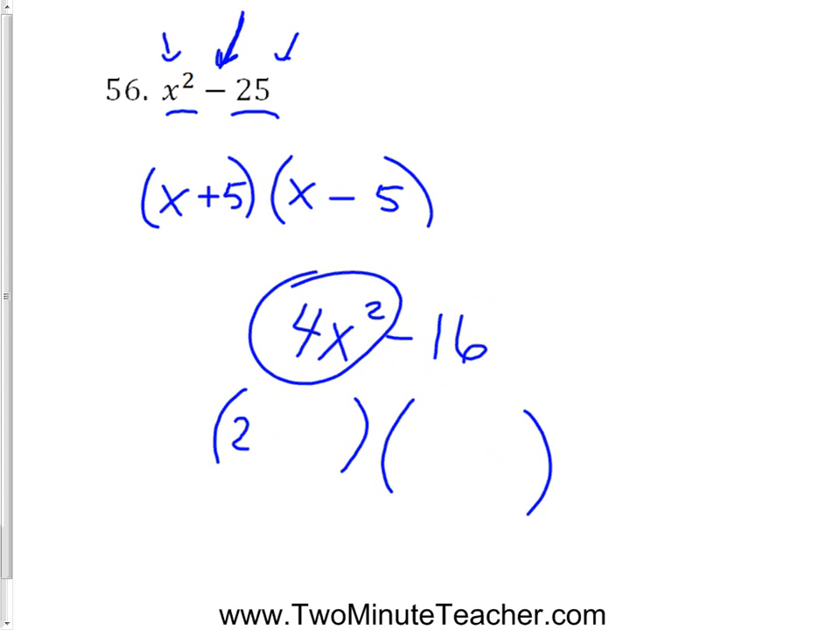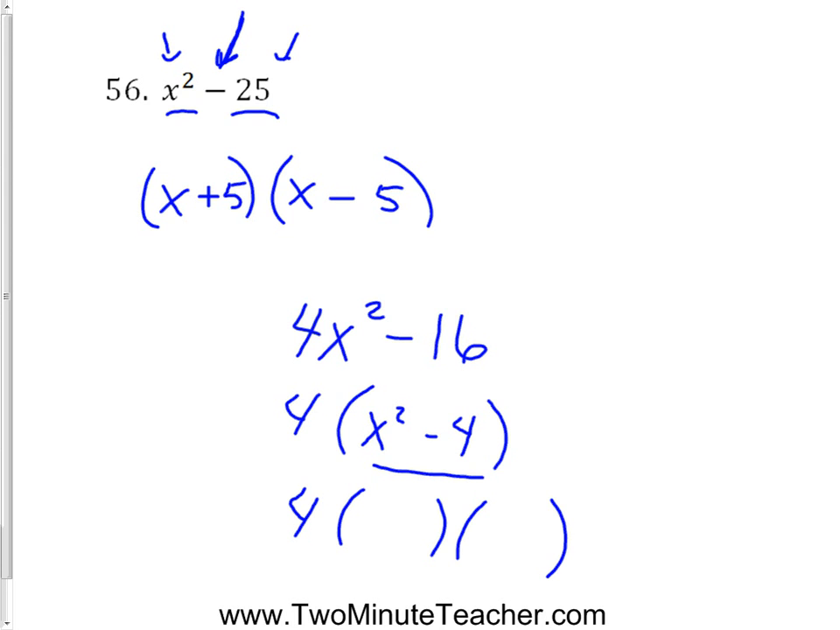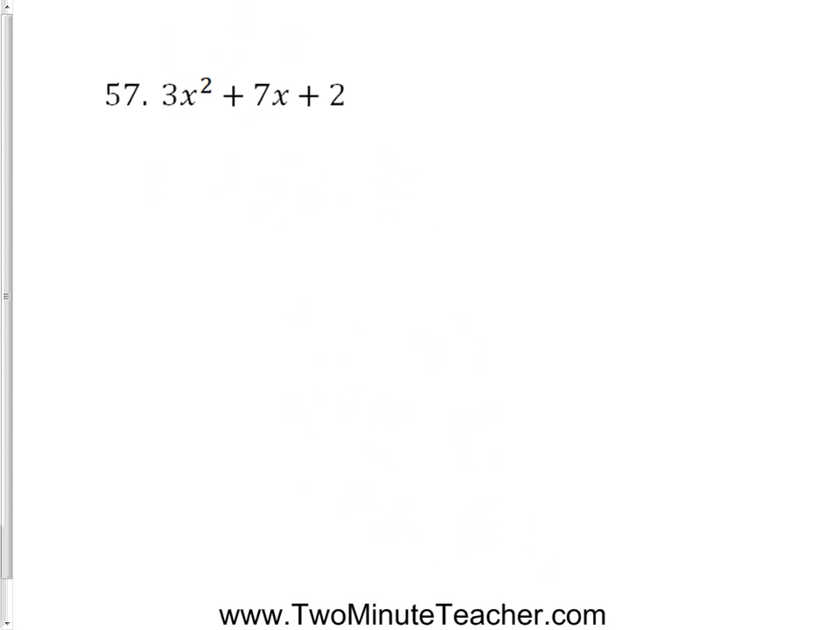Okay, so I'm going to back up a little bit and follow my own rule, which is to look for a GCF. What goes into both of those? 4 does. 4 goes into it, and what do I have left? X squared minus 4. And then that's a difference of squares. And I can go 4 and then break this up into x plus 2 and x minus 2. Okay, so there's another example like a difference of squares.